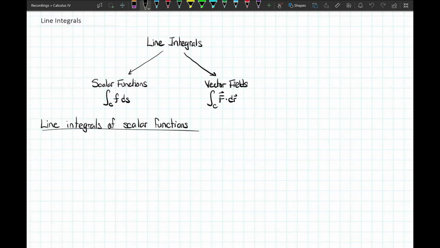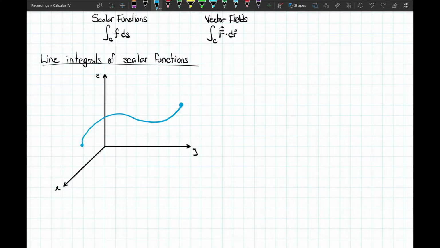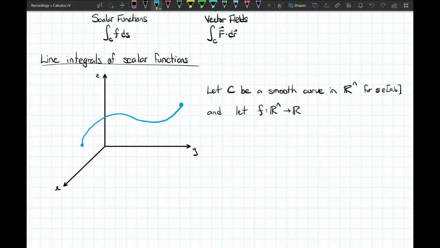Why don't we use an example in three-dimensional space? Now to start us off, we're going to need a curve. We'll call it C, and let's assume that C is a smooth curve. This could be really in any dimension we like. And let's assume that we have a function of that many variables. And so C is a smooth curve in R^n, and f is a function of n variables.